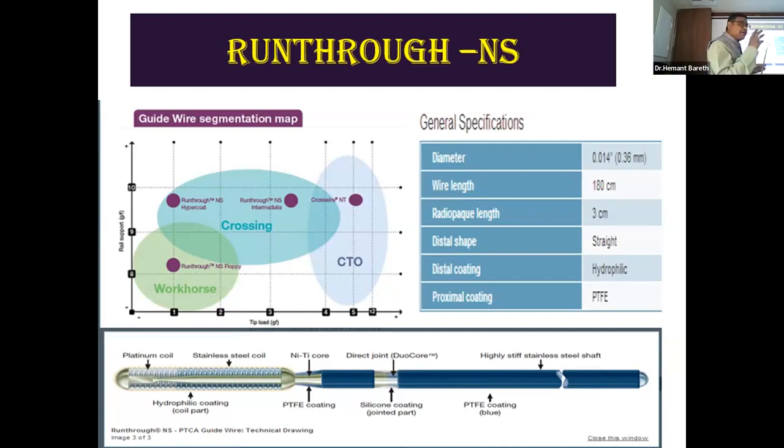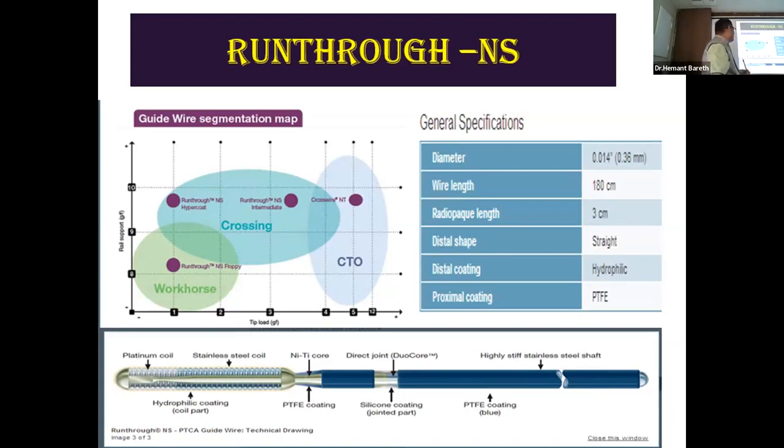Runthrough is a very interesting wire. It is a fusion of stainless steel and nitinol. So it has some features of stainless steel and some features of nitinol. Basically, this alloy is very useful, and you can reshape it also because of this particular property. Tip load is again the same, around 0.6. Radiopaque length is again 30. But the only difference is that the Runthrough wire can be reshaped. And that is the thing.